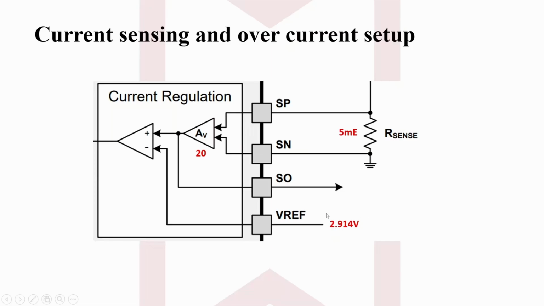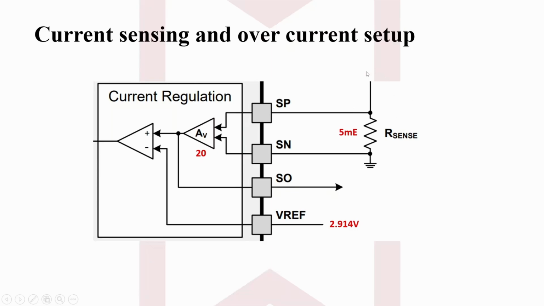We have set 2.914 voltage through AVDD pin with the potential divider. When the voltage at this pin crosses 2.914, this H-bridge controller will put the device into current limit mode and then it will go into overcurrent protection.